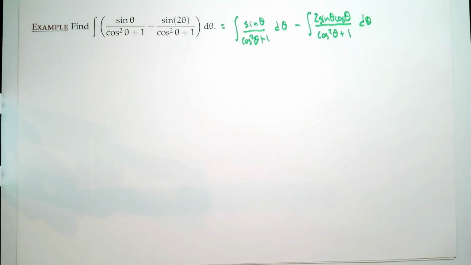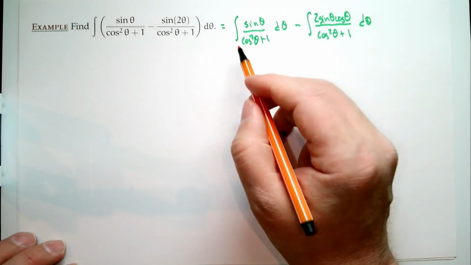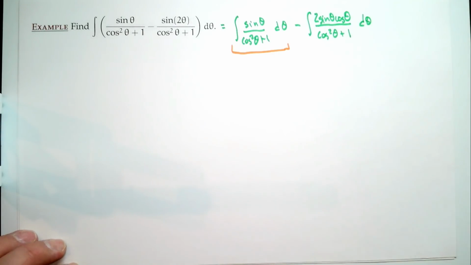So now comes our time when we start and go, what can we do? Again, think of these as 2 integrals. So don't worry about saying, well, on the other integral we did this. Doesn't mean we have to do that. These are separate problems now. So let's look at this first one here. Sine theta over cosine squared theta plus 1.